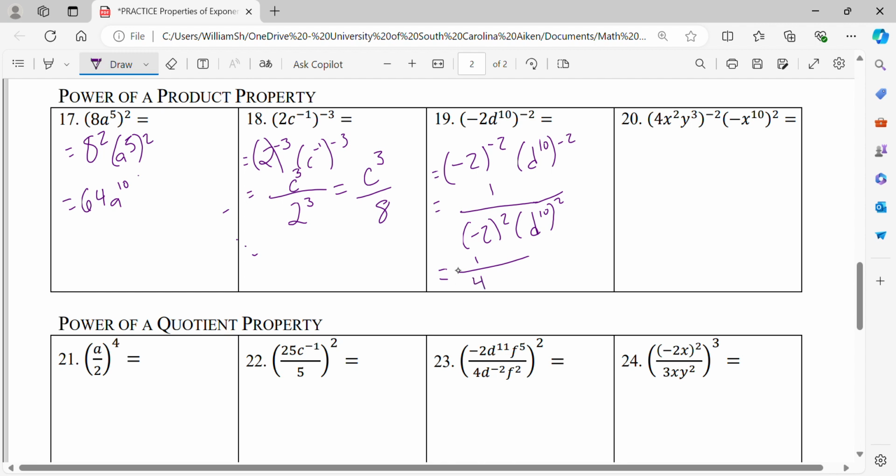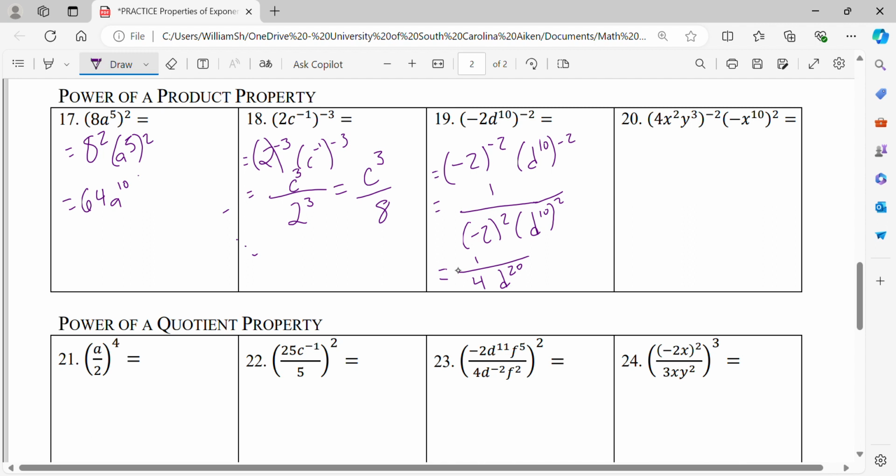Okay? Now, negative 2 squared is negative 2 times negative 2. Negative 2 times negative 2 is 4. So that negative actually kind of turned into a positive when we squared it, right? Keep that in mind. And then here I have a power to a power. I have 10 squared. Okay, so I have d to the 10th squared. That 10 and that 2 need to be multiplied. Power to a power, I multiply. So I'm really looking at d to the 20th. So my answer here is 1 over 4 d to the 20th power.